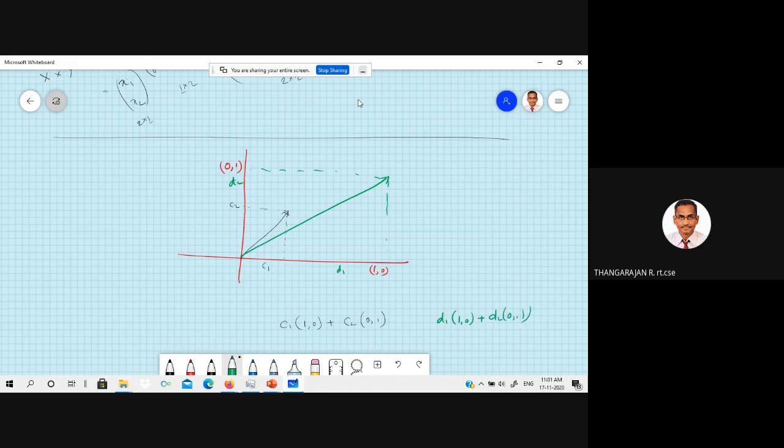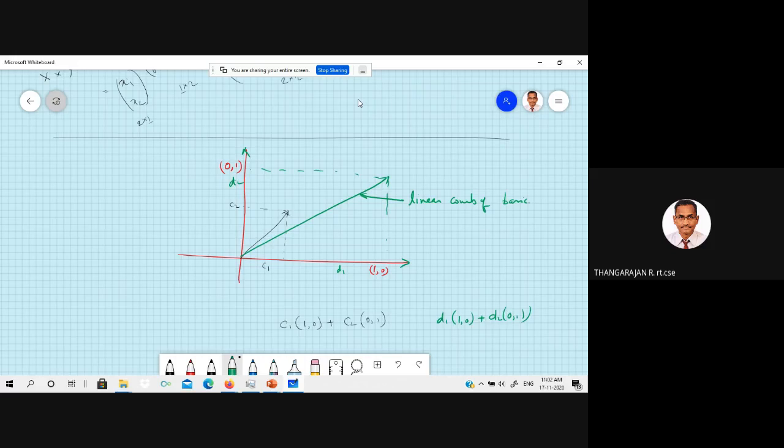So what is the difference between this and this? These two are bases, whereas these two are vectors that have been created using the bases. So these two are linear combinations of the bases.